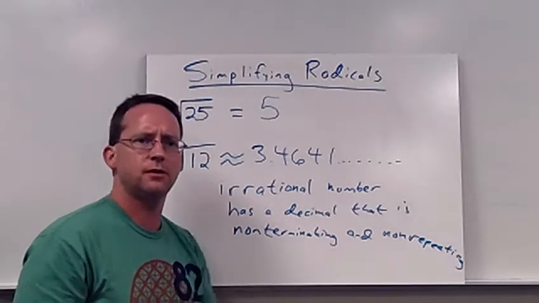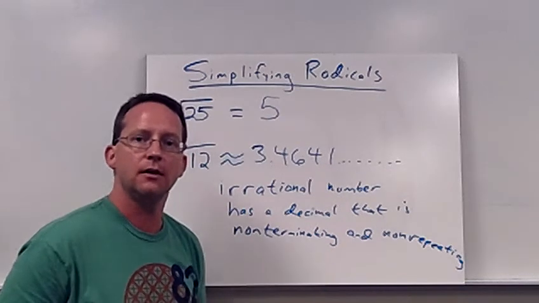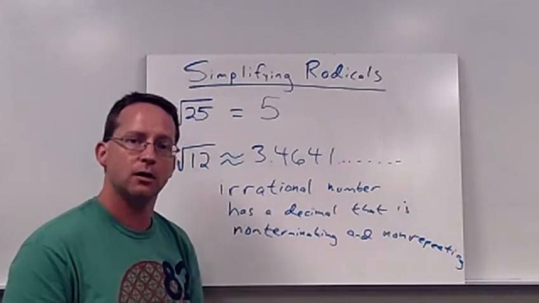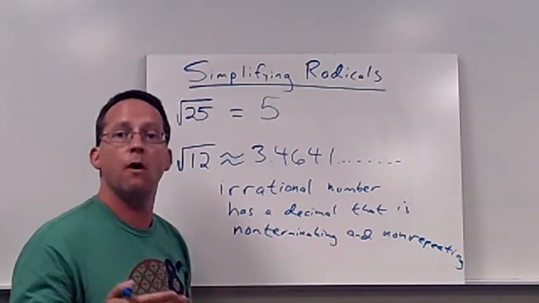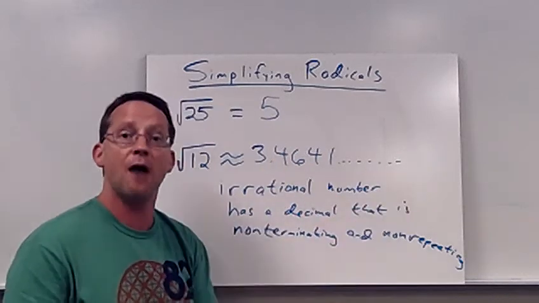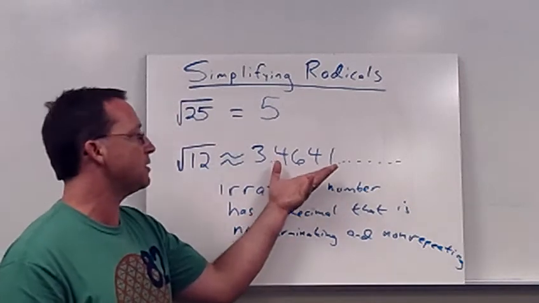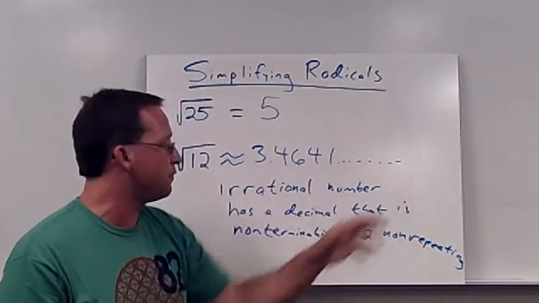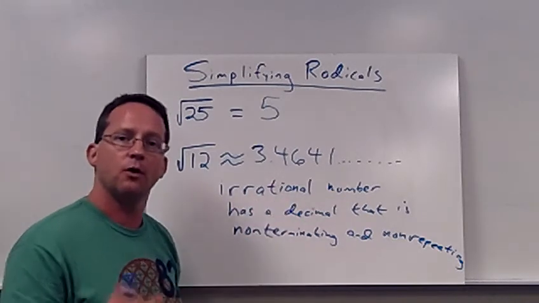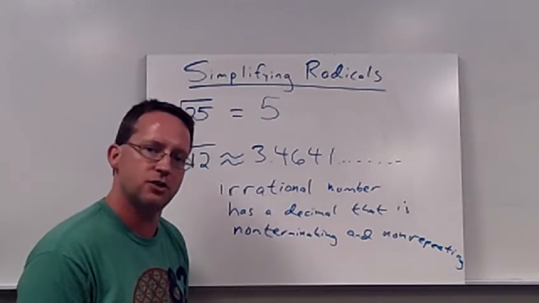So, if I have something like a half, well, that's just 0.5, the end. That's a rational number because that decimal terminates. It stops somewhere. If I have a number like 1/3, which would be 0.333, and that 3 is repeating forever, that would be rational, right? That's a decimal that's repeating. But something like the square root of 12, it goes on forever and there is no repeating pattern to it. So we call it an irrational number. We're going to be looking at a lot of different irrational numbers in the next couple of sections.